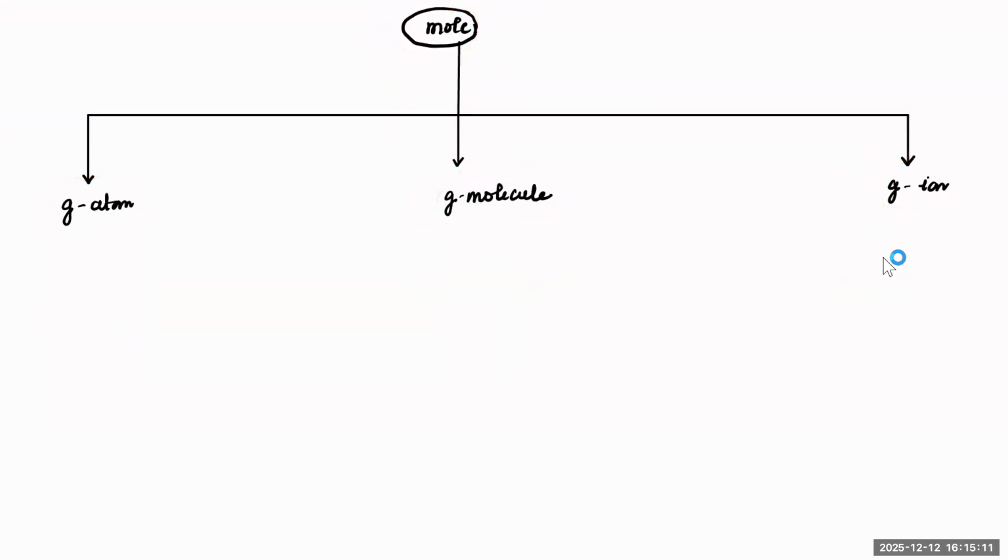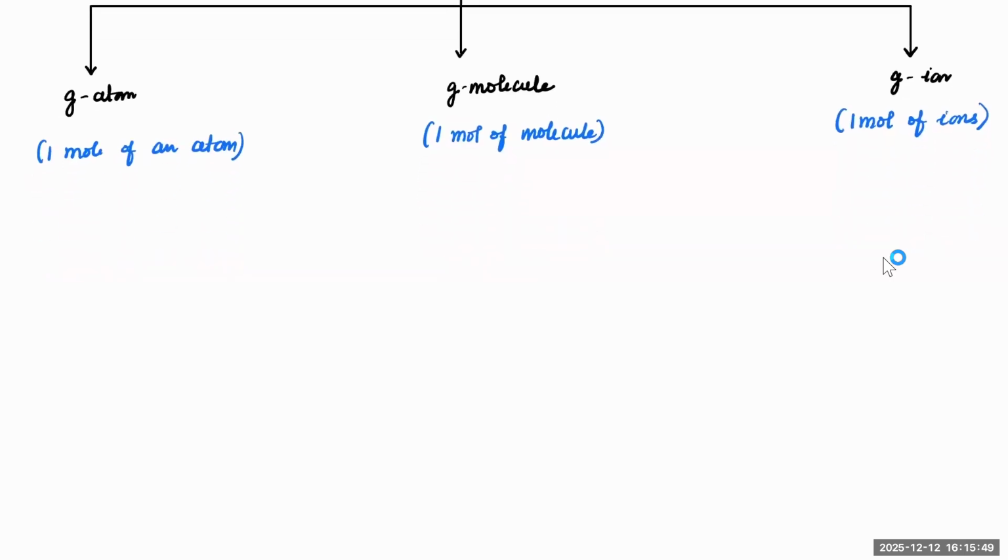What is the difference here? See, when I use the terminology 1 gram atom, I mean one mole of that particular atom. So here the relation is about 1 mole of an atom, while here this is about 1 mole of molecule, or here it is about 1 mole of ions which we are taking. This is what it meant.